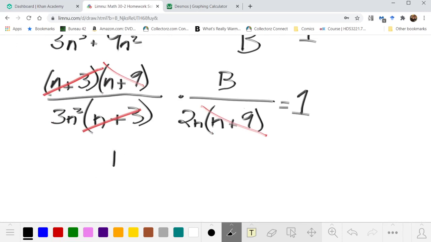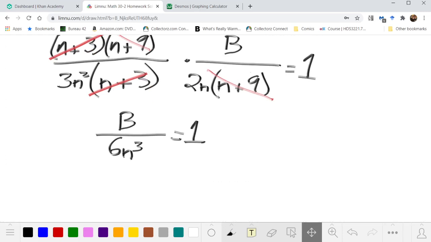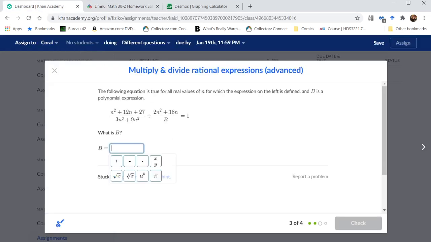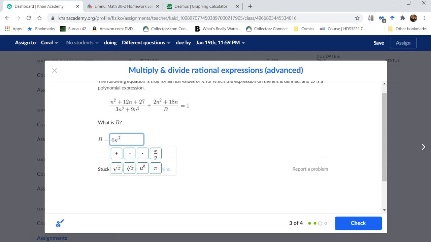Which leaves us to say that b over 6n cubed is 1, where the 6n cubed comes from combining the 3n squared with the 2n. That is true if and only if b itself is also equal to 6n cubed. So b here is 6n cubed.